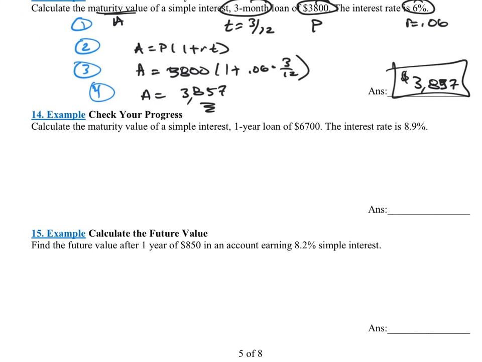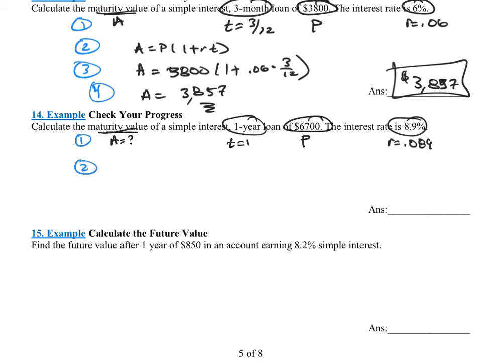Calculate the maturity value of a simple interest 1-year loan of $6,700. The interest rate is 8.9%. Maturity value, they want to know what is A. 1-year loan, well, this is in terms of years now, so I know T is equal to 1. $6,700, that's my loan amount or the initial amount, principal P. 8.9%, that gives me my rate of 0.089. Okay, that's step 1, identifying the variable.